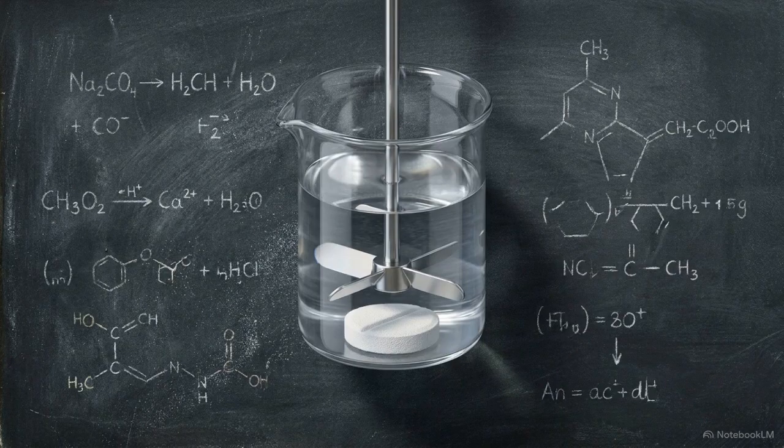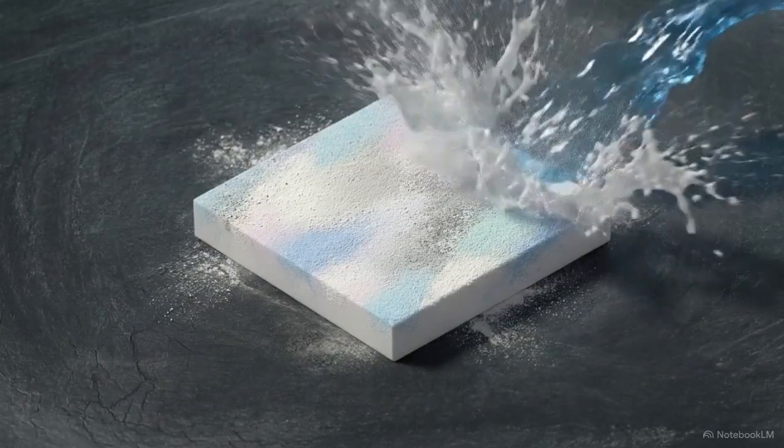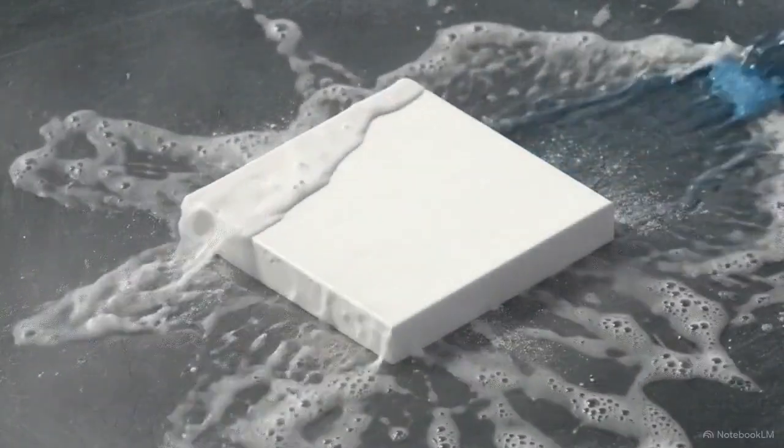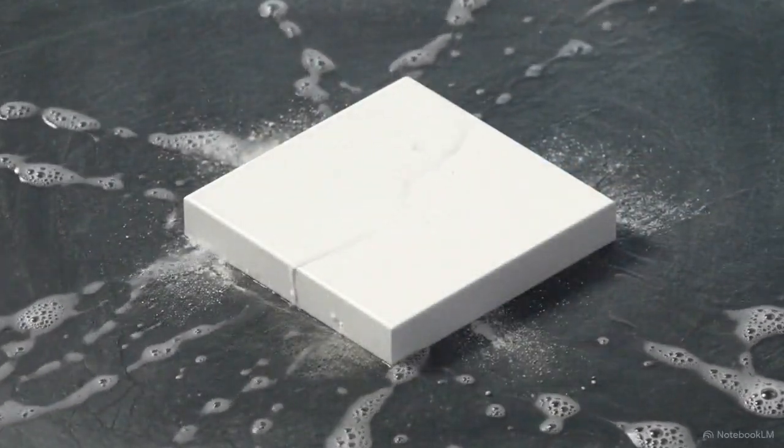To address the denominator of the equation, the boundary layer thickness, H, we use physical agitation. Stirring or shaking the liquid aggressively shears away the static liquid layer clinging to the solid surface, thinning the physical barrier and accelerating dissolution rate.